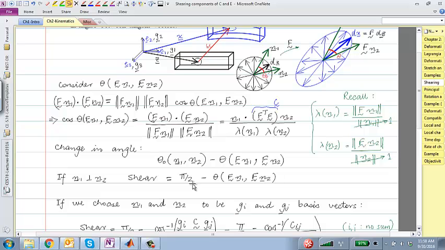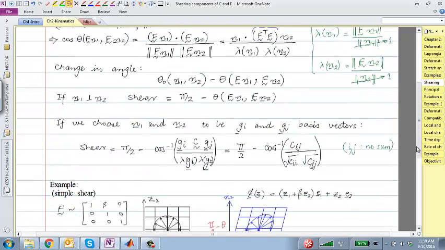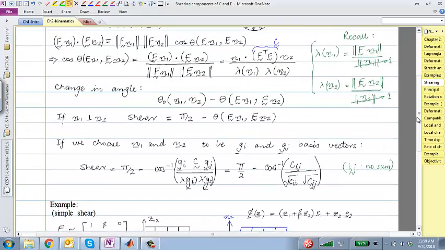In particular, if n1 is perpendicular to n2, then the initial angle would be pi over 2, and we can pick any two directions. For example, if I pick G1 and G2, then I would get the change in angle between G1 and G2 in the original configuration minus what they would be in the deformed configuration. I can do this for any two tangent vectors. But in particular, if we choose n1 and n2 to be one of the basis vectors, then we get the shear, and hopefully you remember that shear is really the change in angle between the coordinate directions.